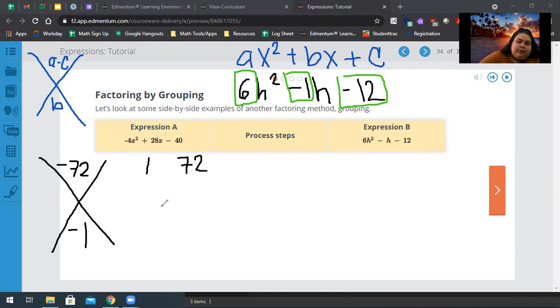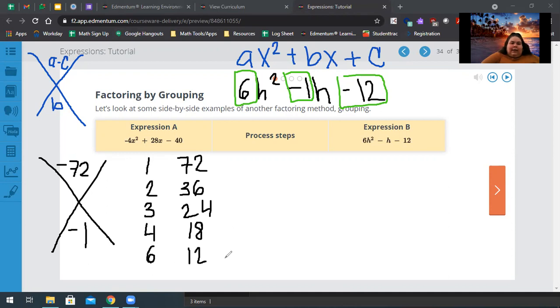72, 2 goes into it. It'd be 2 times 36. 3 can go into it, 3 goes into 72 that is 3 times 24. This might give us a longer list, so 4 and 18 work. 5 will not work. 6 will work because that is 6 and 12. 7, no. 8 will be 8 and 9. After 8 is 9, we're back to this here. So now we do have our list.